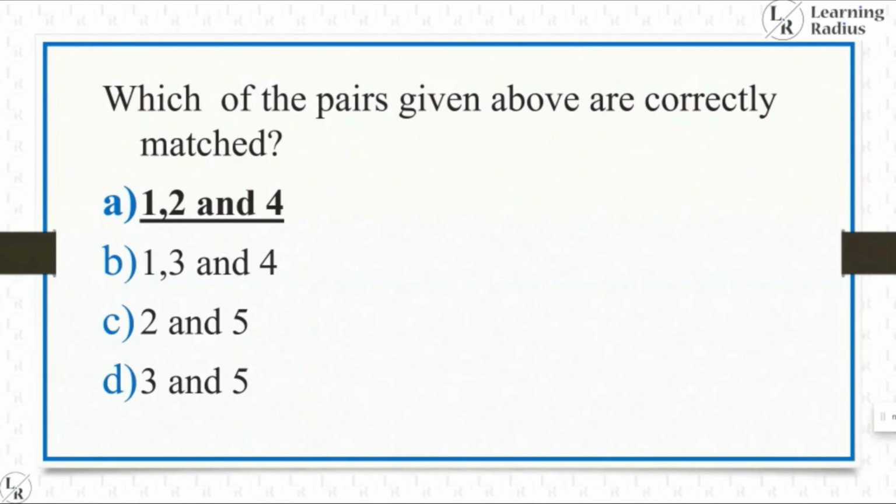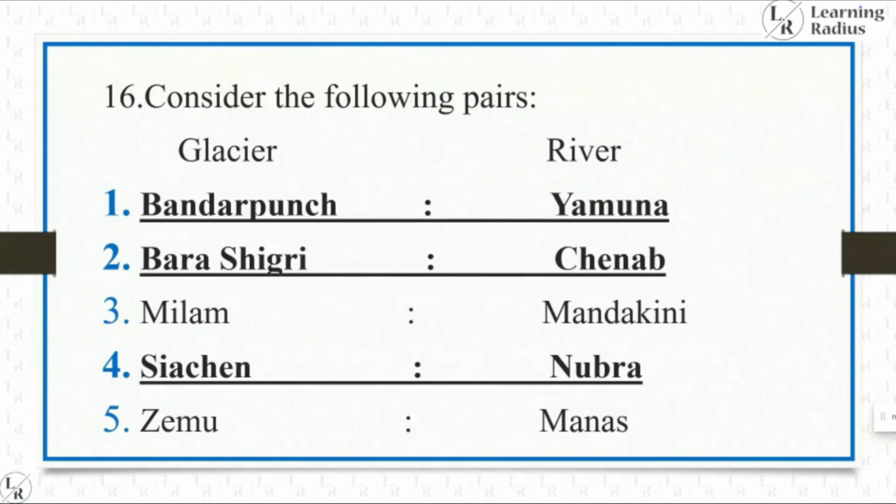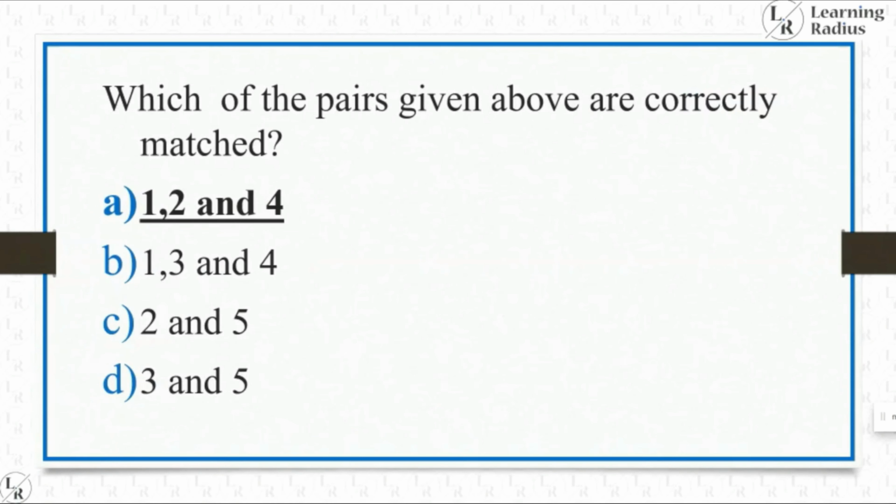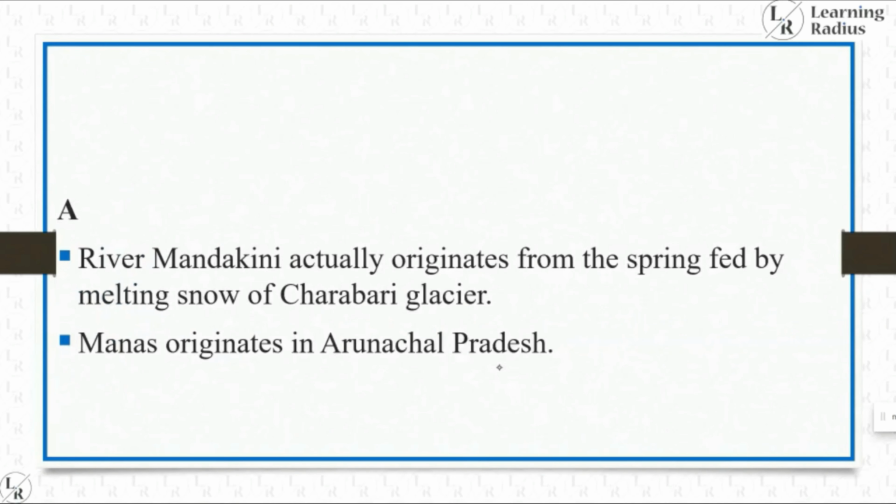River Mandakini actually originates from the spring fed by melting snow of Chorabari Glacier, and Manas originates in Arunachal Pradesh. So Manas is originating from Arunachal Pradesh. River Mandakini actually originates from the spring fed by melting snow of Chorabari Glacier. So from that idea, we can tell that 1, 2 and 4 is right. Answer is A. Let's come to the next question.